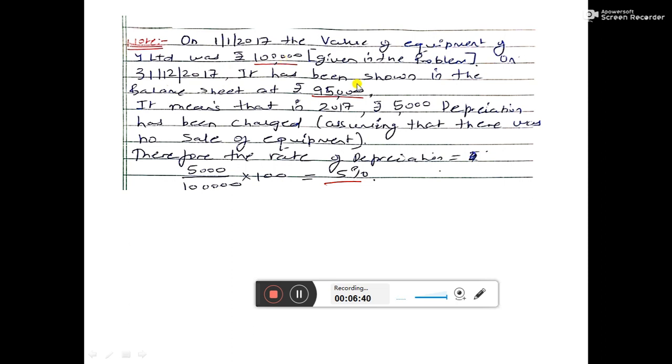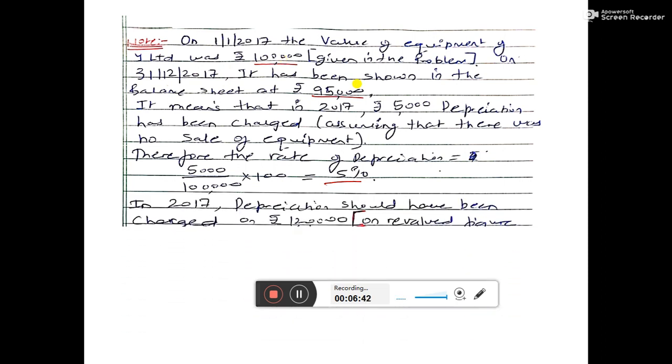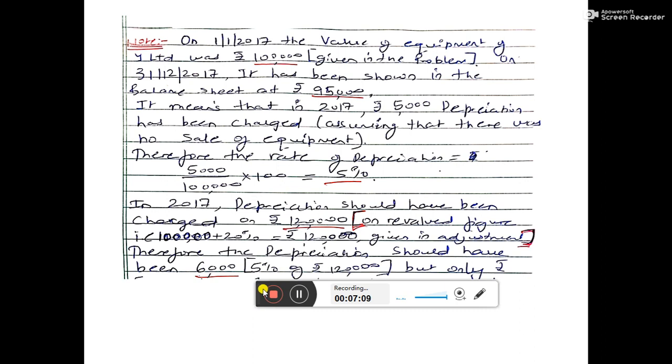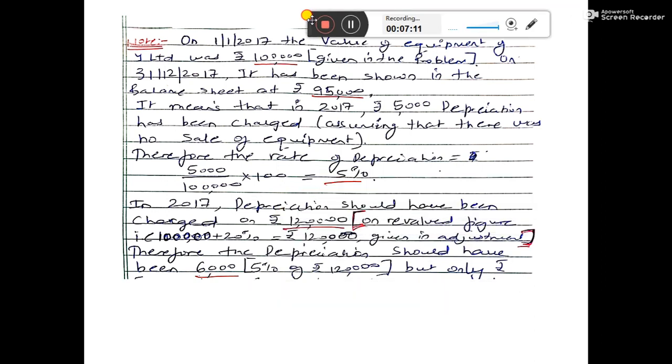It will be 20,000. So the new value is 1 lakh 20,000. That is 1 lakh plus 20% equals rupees 1 lakh 20,000, the new value of the asset. But as per the books of accounts, the value was only 1 lakh, on which depreciation is charged at 5%, that is 5,000. But the depreciation has to be charged on 1 lakh 20,000. If you calculate the depreciation on 1 lakh 20,000, it will be 6,000.